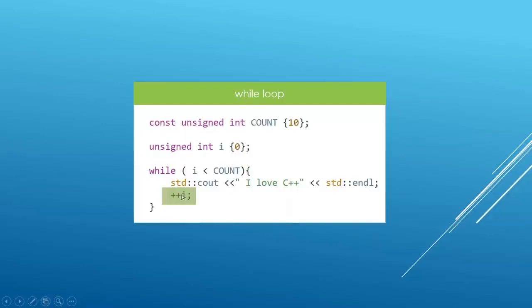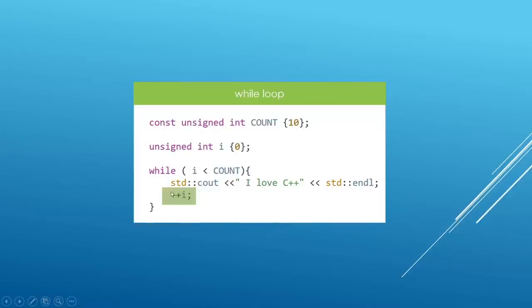We're going to increment and get a 3. We're going to test against our 3 value. 3 is less than 10. We're going to succeed. We're going to print I love C++. We're going to increment again. We're going to test again, and we're going to say is 4 less than count or 10. We're going to be successful, and we're going to keep running until we increment and get a 9.